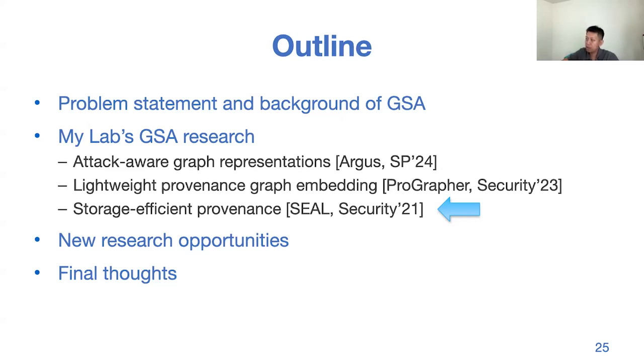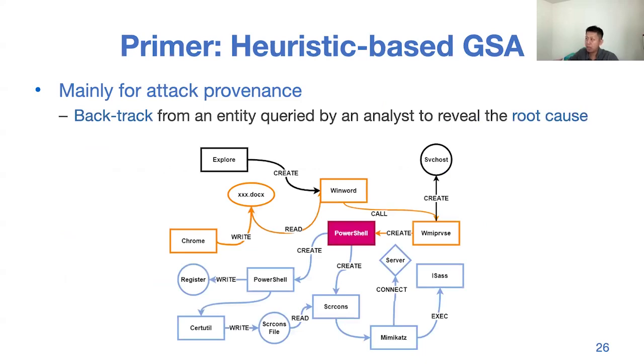This work was published in USENIX Security 3 years ago. This time, the analysis we do is a heuristic-based approach. It's a little bit different from the learning-based approach because we don't train any encoders. We just apply a standard graph algorithm like backtracking, which is essentially a breadth-first search. The whole idea here is to start from some nodes the analyst already knows are malicious or suspicious, and then we try to identify the root cause.